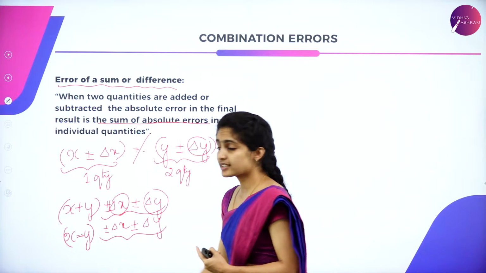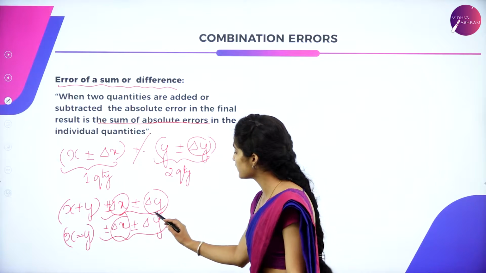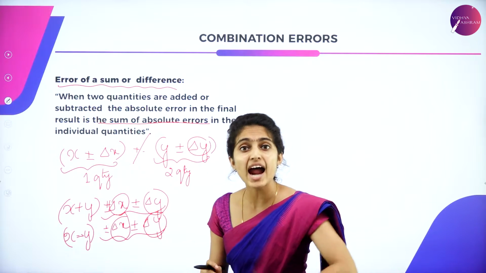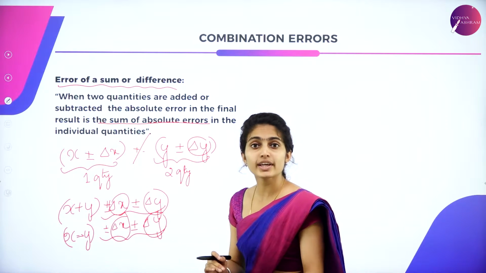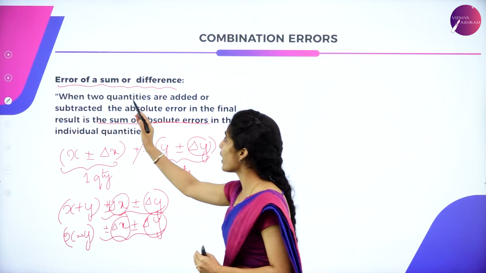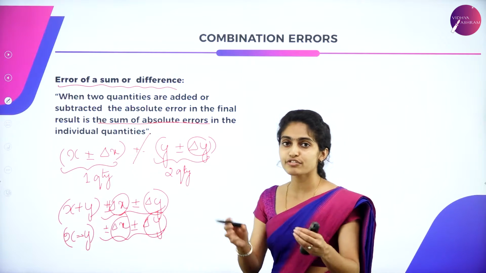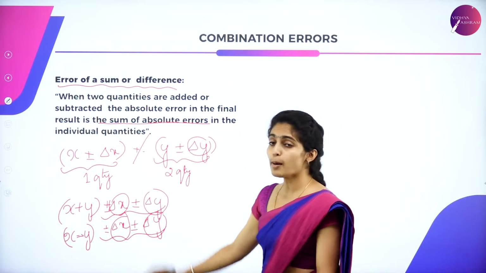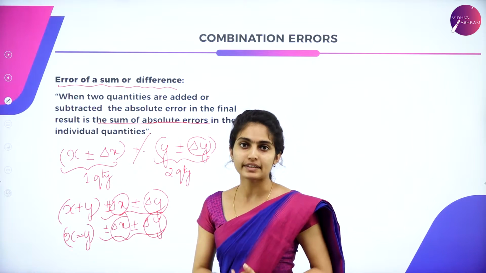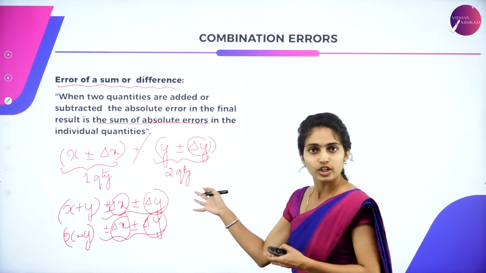Since you have subtracted here, is it that you have to subtract this absolute error from this absolute error? No, you will have to add the absolute error in the result. So that is what the statement says. When two quantities are added or subtracted, the absolute error in the final result will be the sum of absolute errors in the individual quantities. I hope you all understood how to go on with the rule.